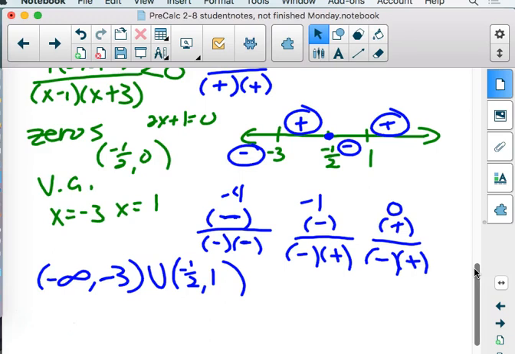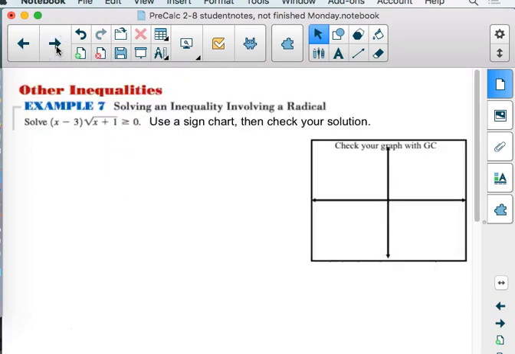Okay, so some of you are saying a little bit more practice would be good. Well, we're not done. We're kind of done with hyperbolas, but we're not done, because we're also going to solve some other inequalities. Weird looking ones.